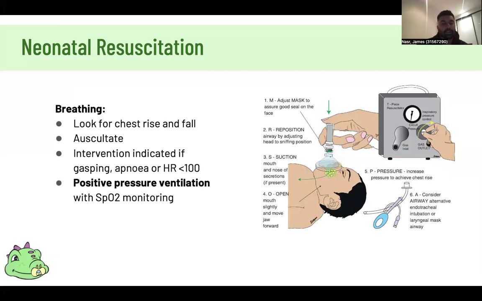Breathing. So again, looking for your chest rise and fall, making sure that the baby is breathing, auscultating the chest, looking for any crepitations or signs of infection, etc. Generally, intervention here is indicated if the baby's either gasping, if they're apneic, or if the heart rate is less than 100. And the main intervention would be PPV with a consistent SpO2 monitoring. And then further on, you can consider intubation or LMA.